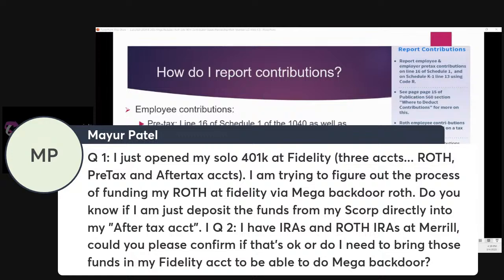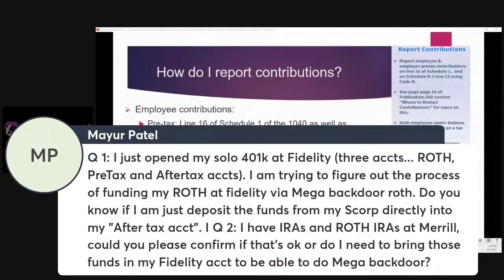So question 1, I just opened my solo 401k at Fidelity, 3 accounts, Roth, pre-tax, and after-tax. I'm trying to figure out the process of funding my Roth at Fidelity via Mega Backdoor Roth. Do you know if I just deposit the funds from my S-Corp directly into my after-tax account?